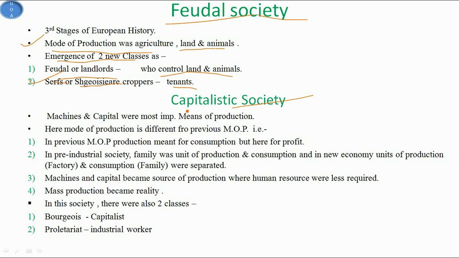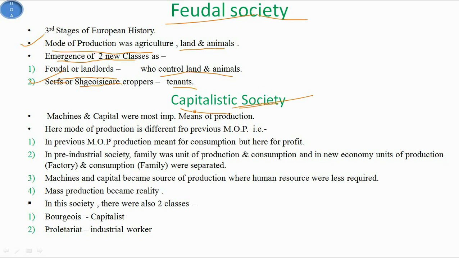In the third stage, that is the feudal society, the feudals were the absolute owners of the land, whereas serfs were the tenants. But here, feudals did not technically or legally have control over the serfs, but practically the serfs were under the control of those landlords. Then we have the fourth stage of European history, known as the capitalist society.